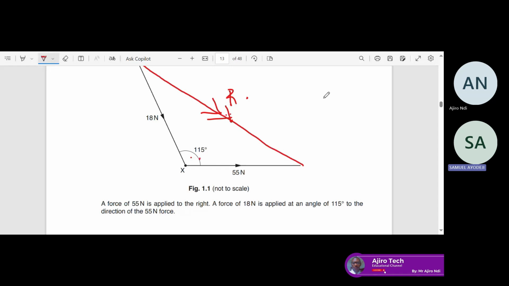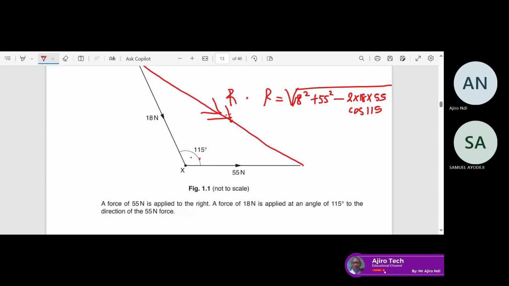So we are going to use something like the resultant force will give you the square root of 18 squared plus 55 squared, minus 2 times 18 times 55 cos 115. Yeah, so that's it.